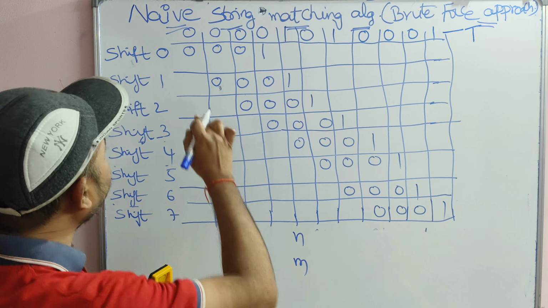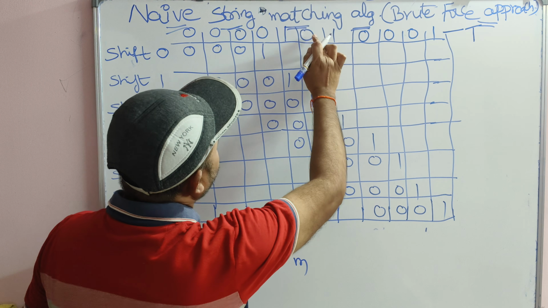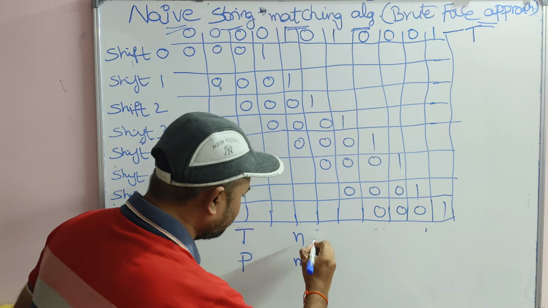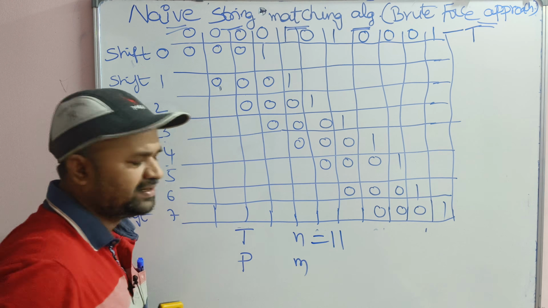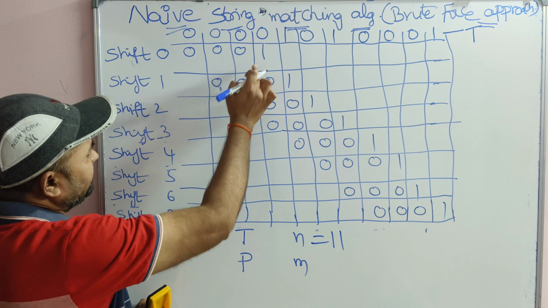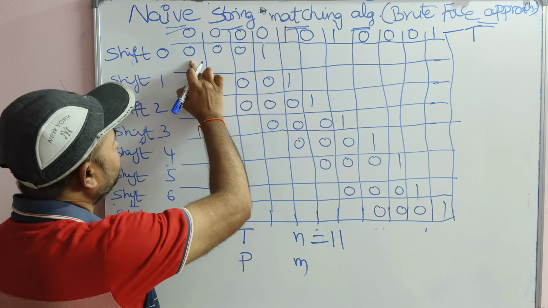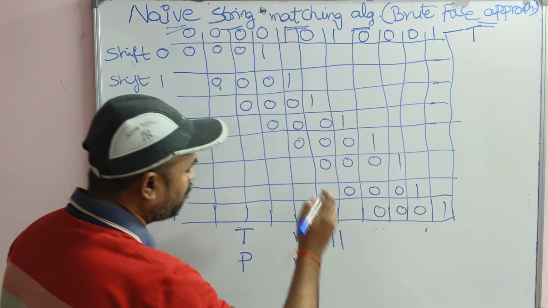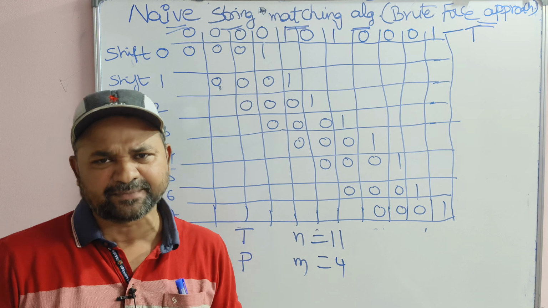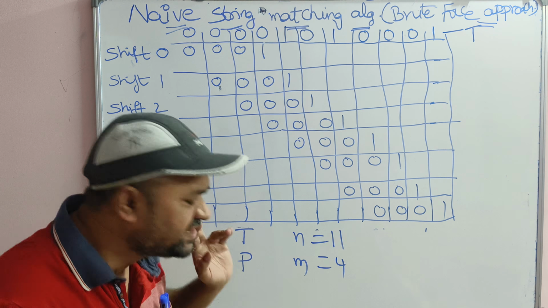So what is the length of the text? 1, 2, 3, 4, 5, 6, 7, 8, 9, 10, 11. So N is equal to 11. Length of the text is 11. Whereas this is the pattern. We are sliding the pattern. Length of the pattern is 4. So here we are going to find the number of occurrences of the pattern within the text.